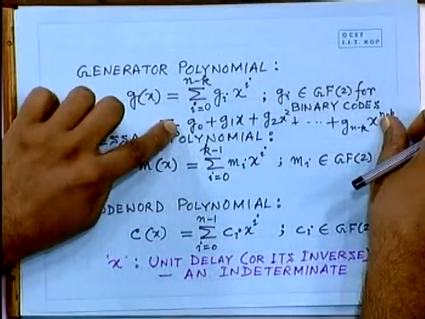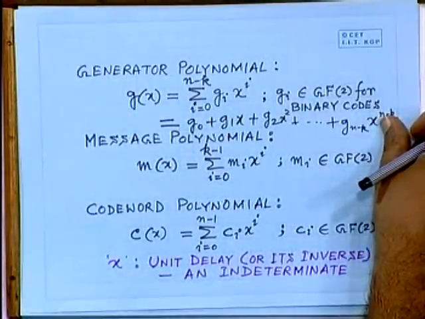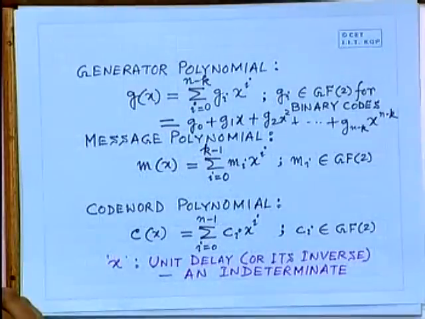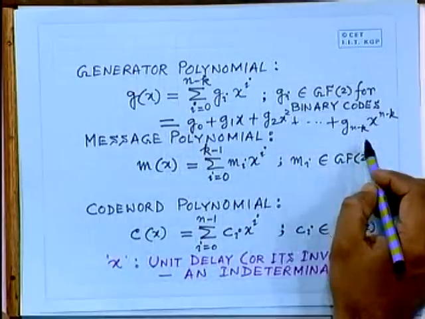So if I am talking about generating gx and observing it one after another, then the first thing that I will observe is g naught, and then in the next clock I will observe g1. So there is a delay of 1 unit. Then after one more clock, I will observe g2 and like that. So after n minus k clocks, we observe g n minus k, x to the power n minus k.